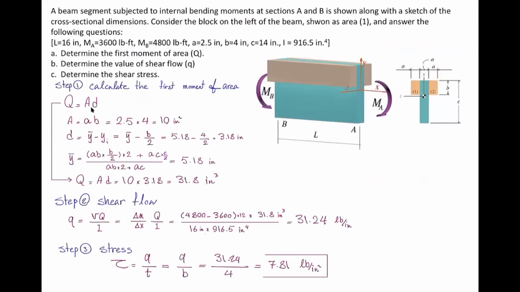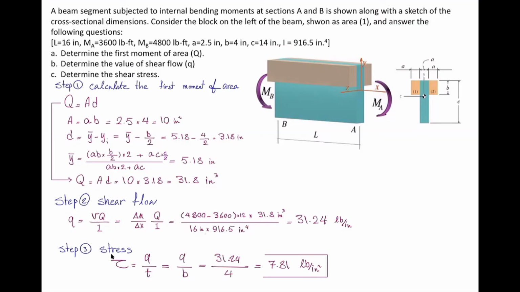So if I calculate the first step, Q is going to be 63.6 for the first moment of area. It's 2 times larger than the Q that we calculated for the problem that I solved. Now let's go to the shear flow. How much would be the shear flow then? Delta M, delta X, and I are the same. Q is doubled, so shear flow is going to be twice larger than we just calculated.